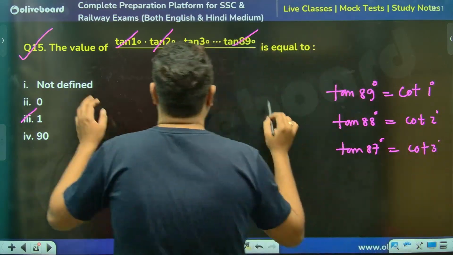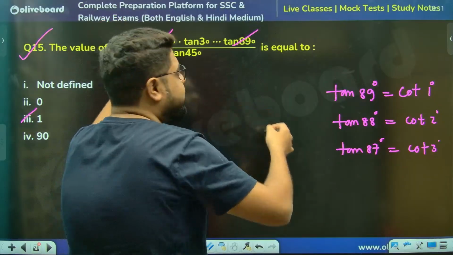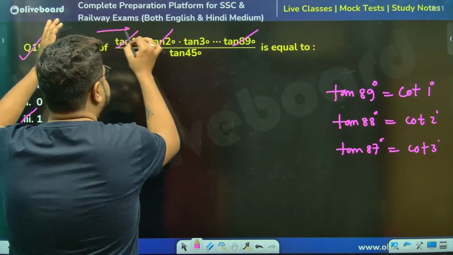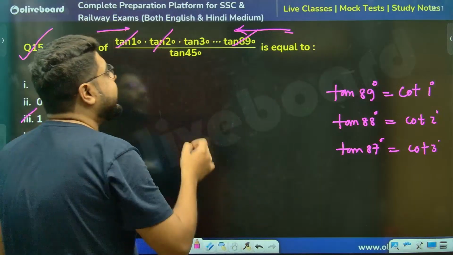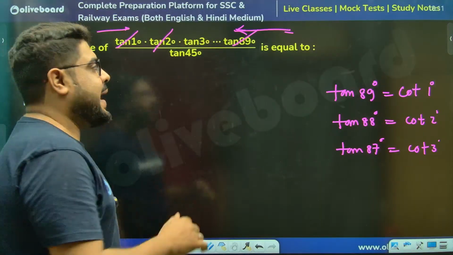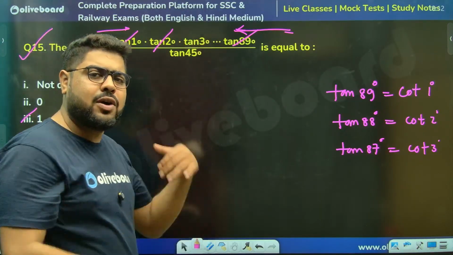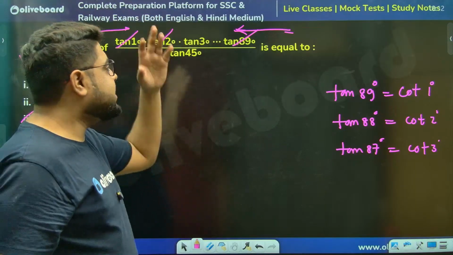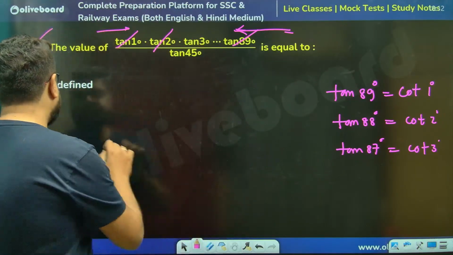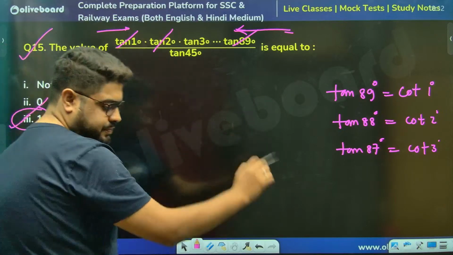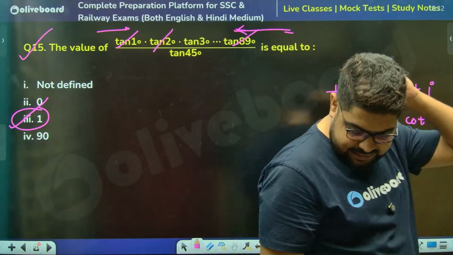So you see, one from this end and one from the other end will cancel. So the middle value will remain. Middle value is tan 45. Tan 45 is 1, tan 45 is 1. 1 by 1 का value होता है, sir, 1. Done, sir.